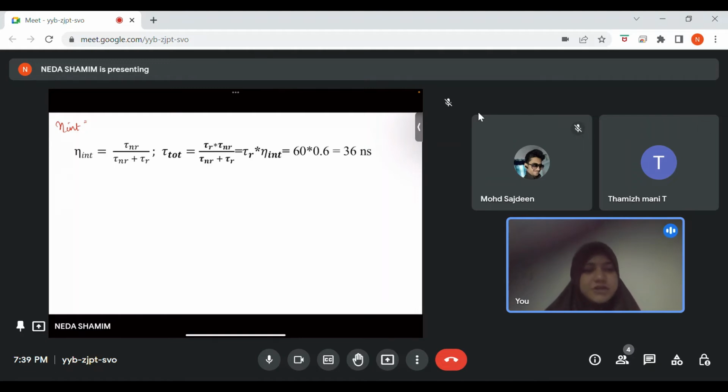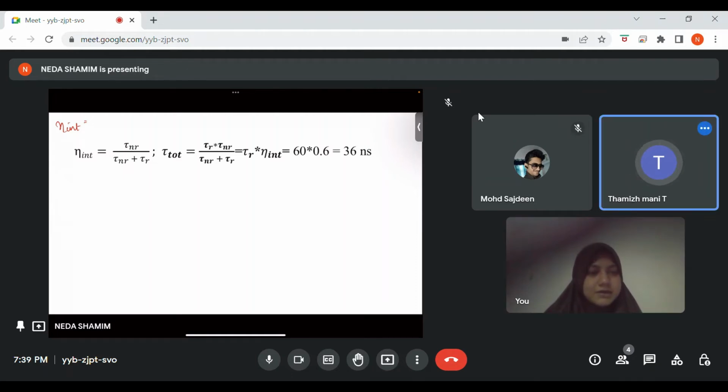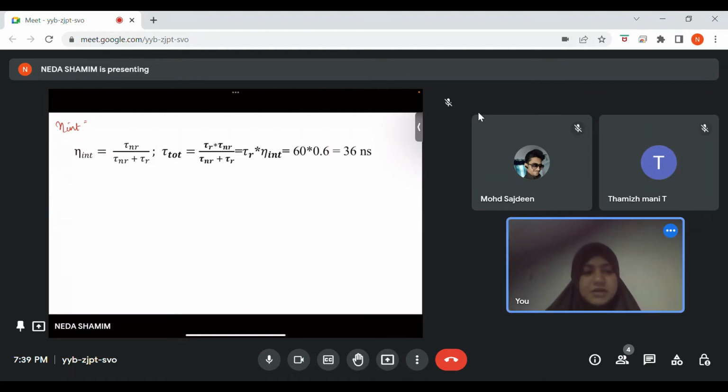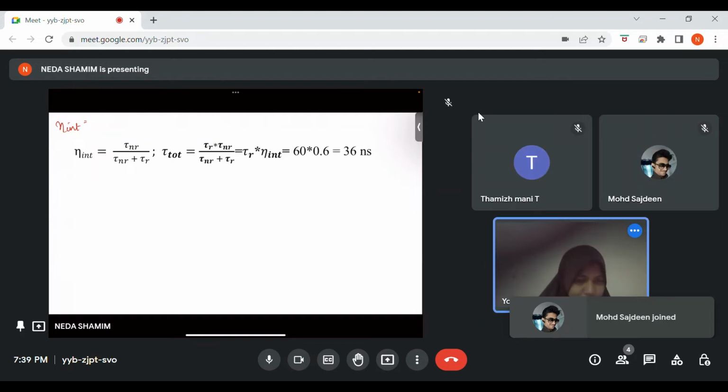Thamis and Sajin, did you understand the meaning of internal quantum efficiency? Yes, ma'am. What about Sajin? Sajin? Okay.